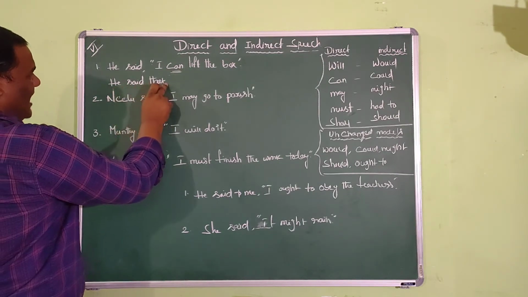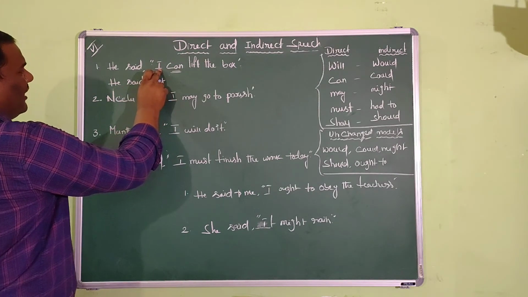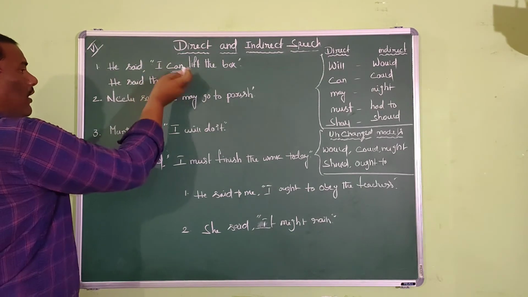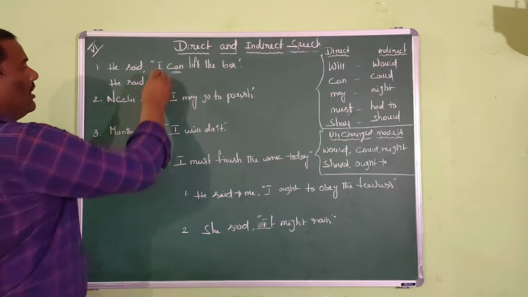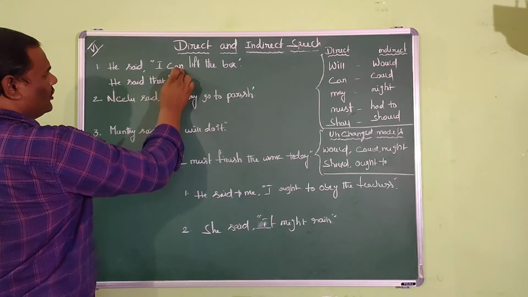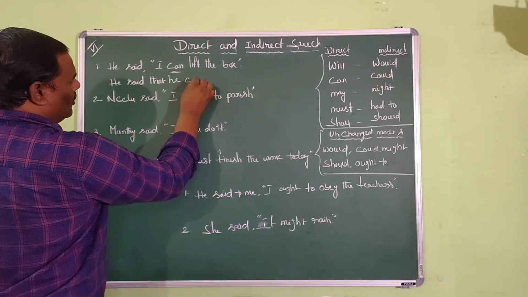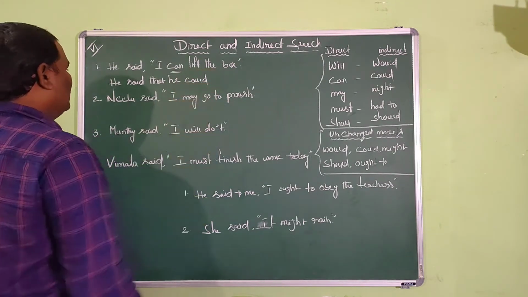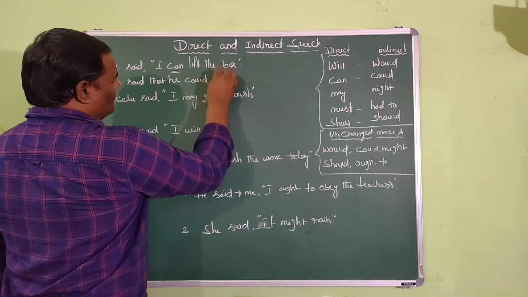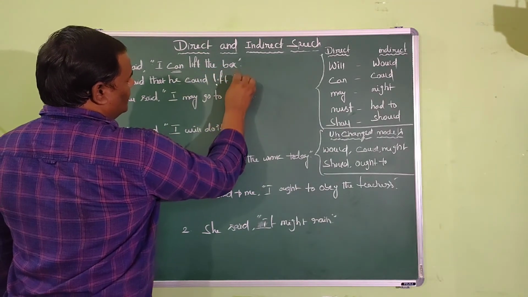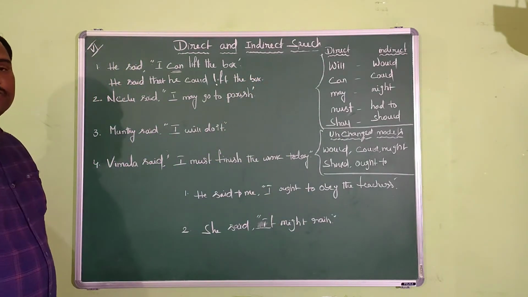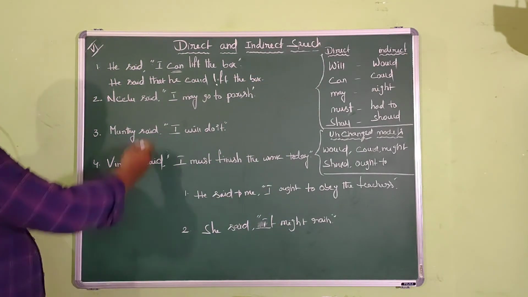So, he said that I. Here I refers to the subject he. So he is already in the subjective case, so I can write he as it is. He said that he. So can is changed into could. Now, he said that he could lift the box. He could lift the box becomes the answer for the first question. Okay, dear friends, we shall take up the next question.